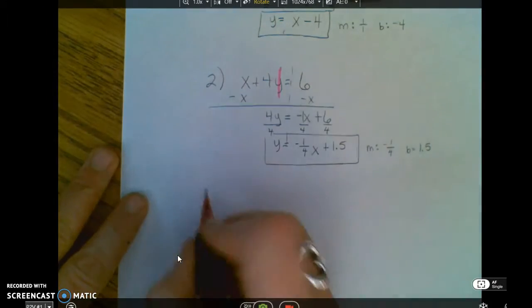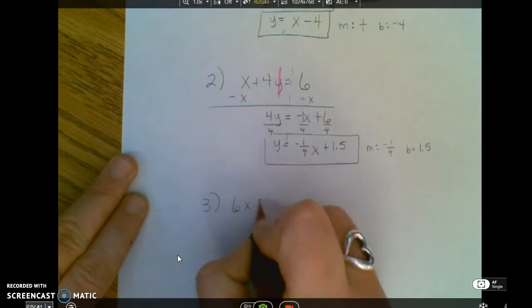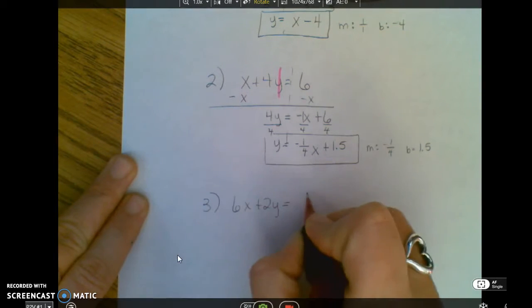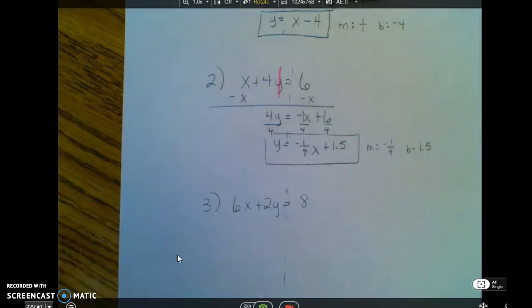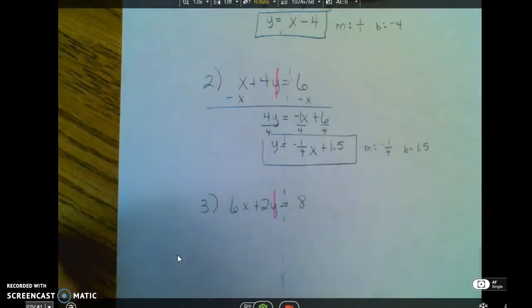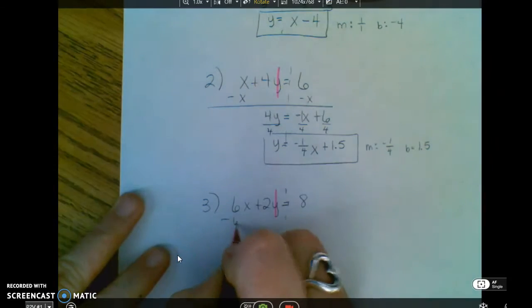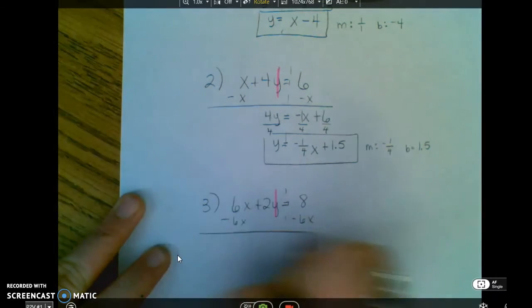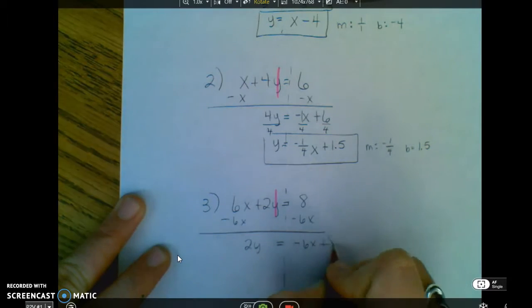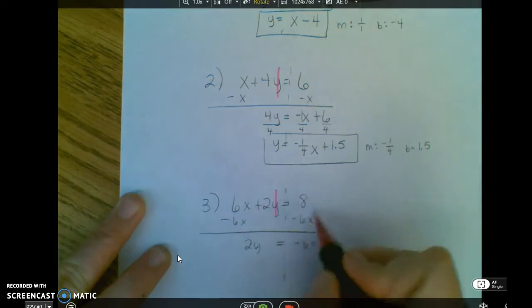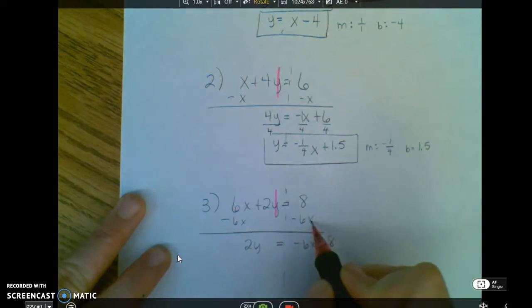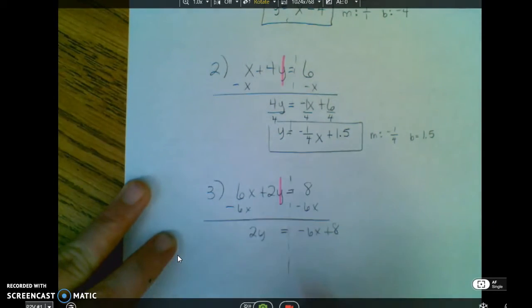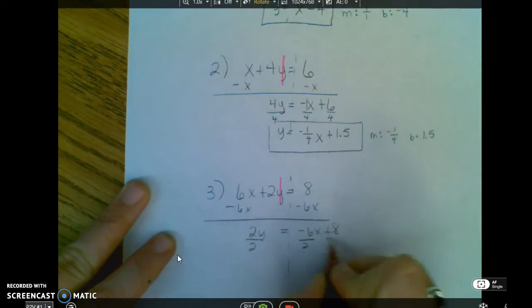Third one, 6x plus 2y equals 8. Again, I'm trying to get this y right here all by itself. So I'm going to move 6x. And I've got 2y is equal to negative 6x plus 8. These are not like terms. Do not add them or subtract them. This has a variable, this does not. I'm going to divide by 2.